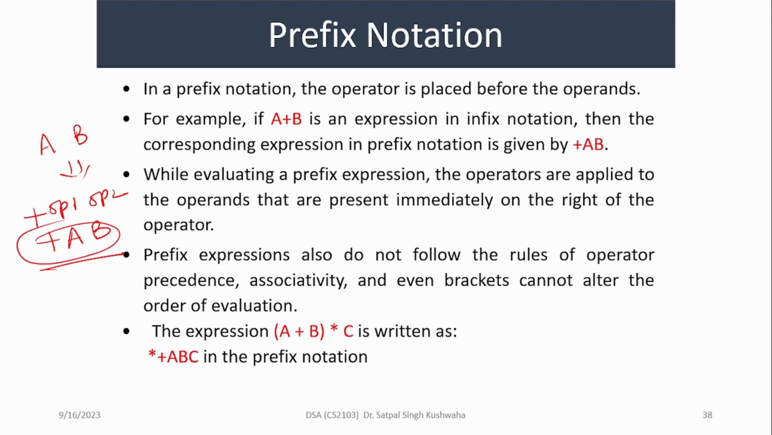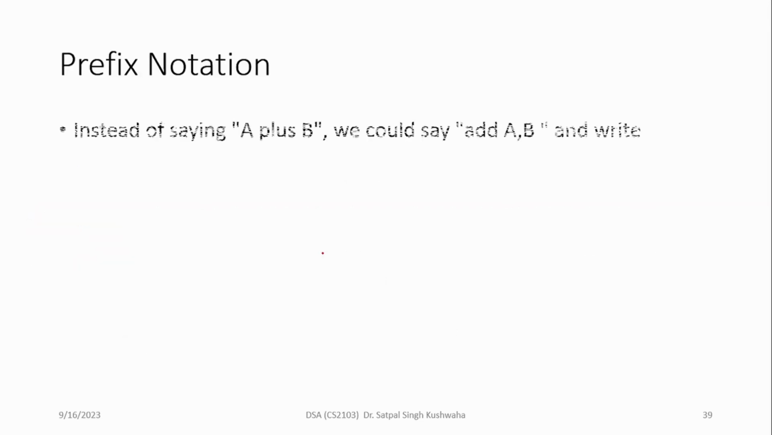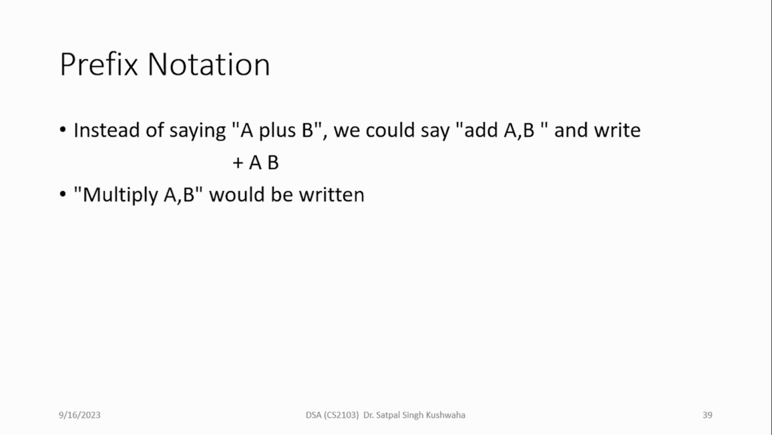Also, the prefix expression does not follow the rules of operator precedence and associativity, and even brackets cannot alter the order of evaluation, the same as with the postfix expression. So this is the prefix expression plus AB. For the multiplication of AB, we'll just write multiply AB. So this is the prefix notation.